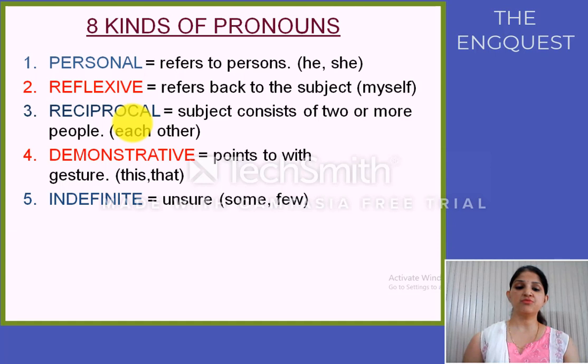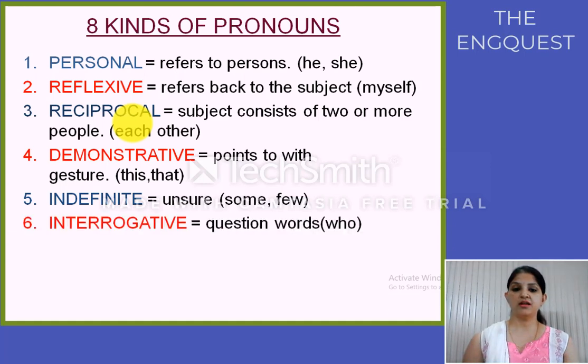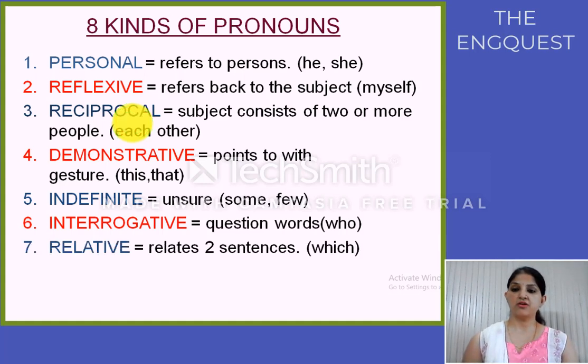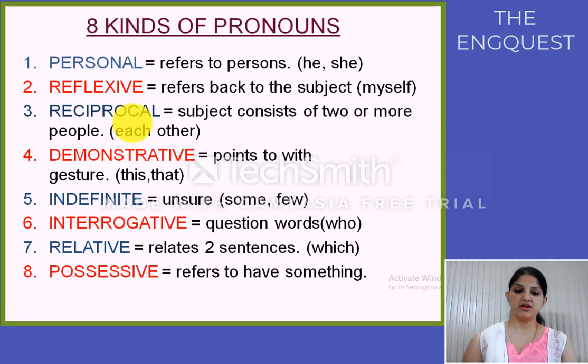Fifth, indefinite pronouns. Indefinite pronouns are unsure. For example, some or few. Then, interrogative pronouns. Interrogative pronouns raise questions. For example, who, what, when, where. Relative pronouns. Relative pronoun relates two sentences. For example, which. Possessive pronouns. Possessive pronouns refer to having something. So this was all about pronouns and its 8 types. I hope you understood all the 8 types and will be able to apply them in your language.